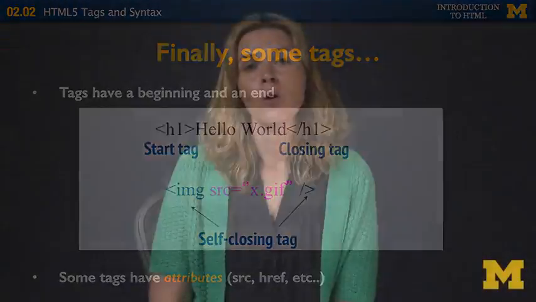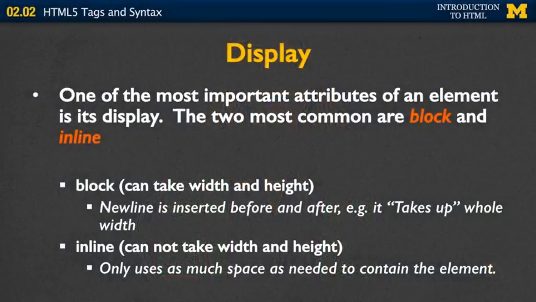Before we begin, I want to talk to you about one of the most important attributes of an element, and that's its display. The two most common display types are what are called block and inline. Block tags are ones that take up a certain amount of width and height. So anytime you have a tag that's called block, it's the same thing as if when you were typing, you hit new line at the end, or enter or return.